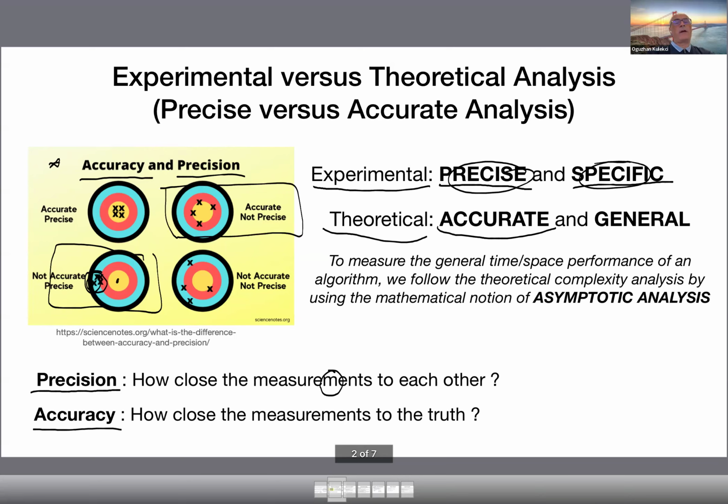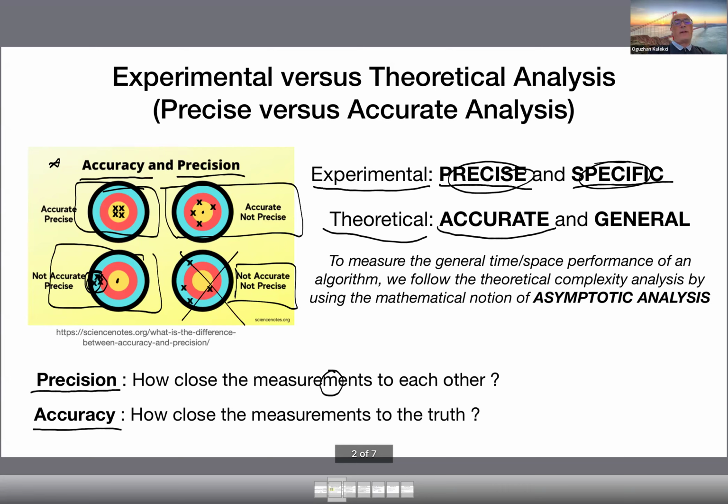Here, on the other hand, I have some measurements. Those measurements are not very close to each other. However, they are very close to the truth. Okay, so I can say that's an accurate but not precise implementation. Surely, what we want is everything to be accurate and precise. Okay, which most of the time we do not have this luxury. And not accurate and not precise is not something on the table.